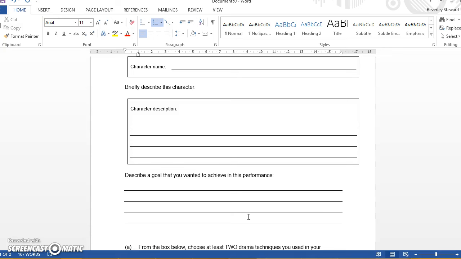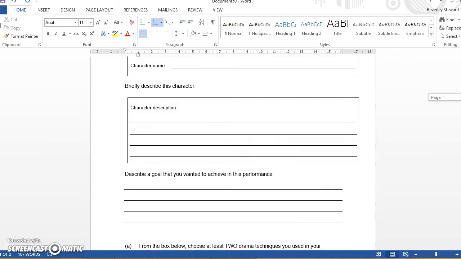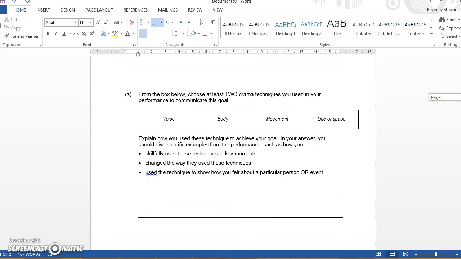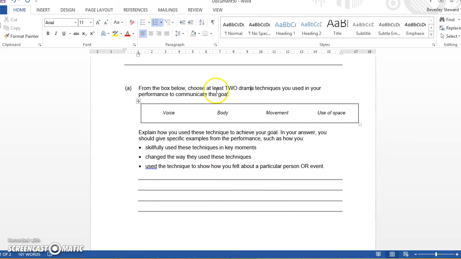And then what you need to do is think about what the goal is and then how you went about trying to convey it. And that's the next part of the question. From the box below, choose at least two drama techniques you used in your performance to communicate this goal. Now, I'm saying two. It may be that you only get one, or it may be that they want you to choose all four. It's hard for me to say. I don't know. So for the purpose of your exam, let's say you choose two for the mocks.